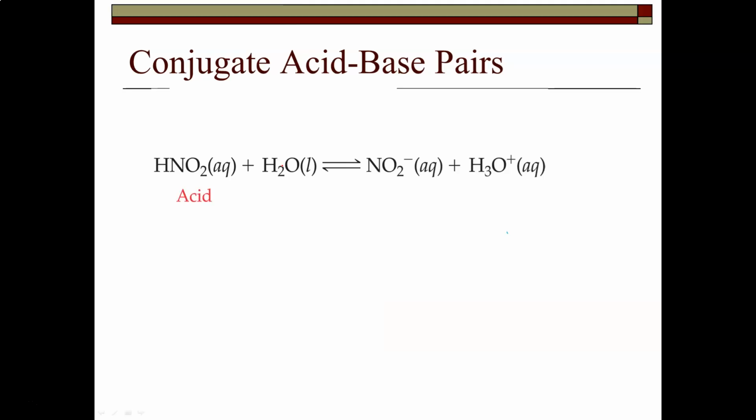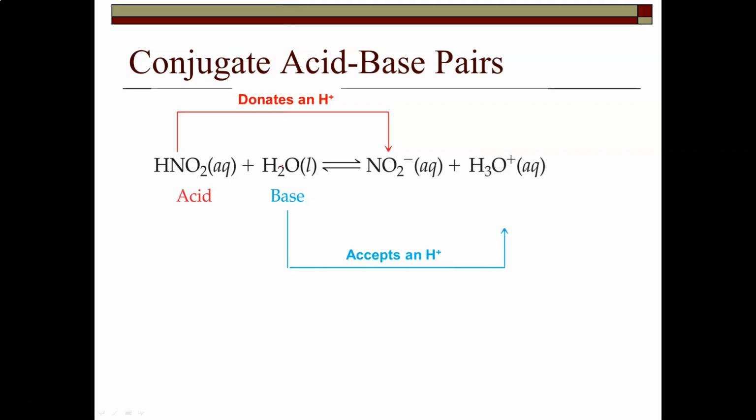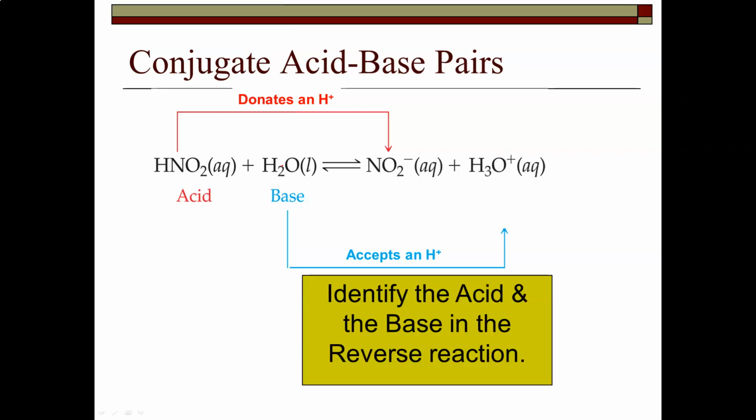Okay, so HNO2 in the forward reaction is the acid, donates the H plus to form NO2 minus, and it donates it to H2O, which is our base, our proton acceptor, to create H3O plus. All right, it accepts that hydrogen. Okay, so we've done that before. There's nothing new here at all. What we need to do now, though, is look at the reverse reaction. We never had to do that before. In the reverse reaction, since it's an equilibrium system, we have an acid and base in the reverse direction. So this is really easy.